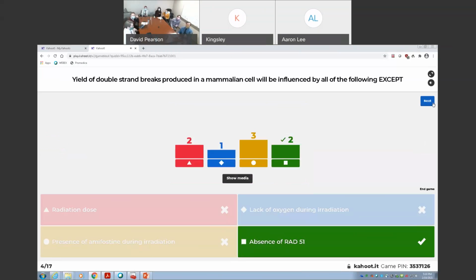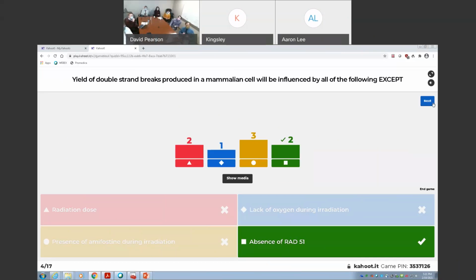This one was tricky. So Rad51 is involved with the repair of double strand breaks. But the yield of double strand breaks upon radiation doesn't matter if Rad51 is active or not. Rad51 does the fixing after the fact, but this question is asking more specifically how many double strand breaks will occur. And the ability to repair has nothing to do with how many were created.